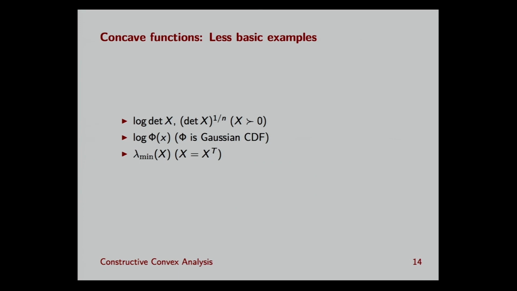Here are some concave functions. These are also less basic. These are things you probably should know. And you probably do know some of these things. One would be log determinant of a positive definite matrix. Okay? It'd be the entropy of a Gaussian with covariance x or something like that, right? Here's one, the determinant of a positive definite matrix to the 1 over n. By the way, that's the matrix analog of geometric mean, right? And that's actually a concave function, right?